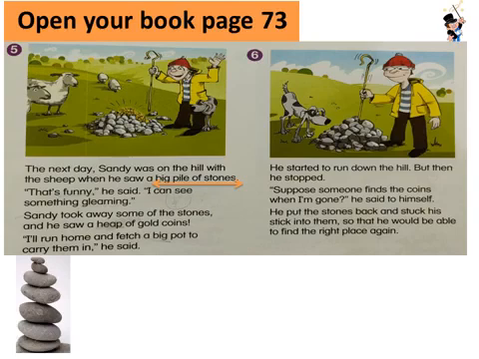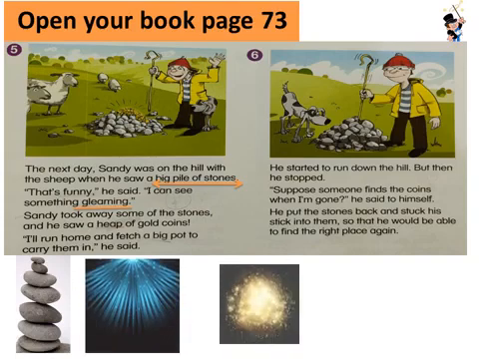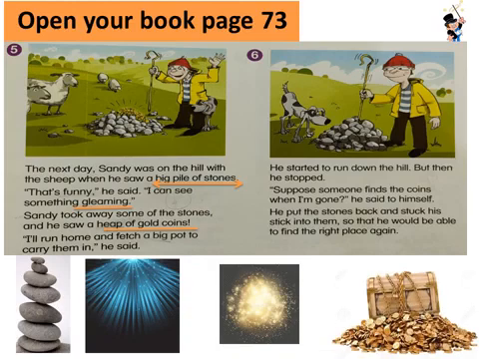"That's funny," he said. "I can see something gleaming." I want you to underline gleaming. It means shiny. Now the stones' color is gray, but he found something shiny coming from the stones, so he was surprised. Sandy took away some of the stones. Repeat. And he saw a heap of gold coins. I want you to underline a heap of gold coins. And this is the heap. Heap is equal to pile, but a heap is a large pile of something.